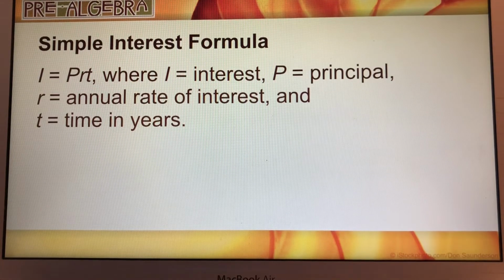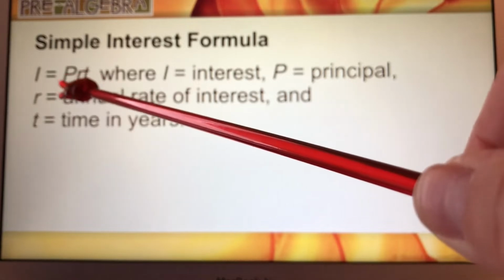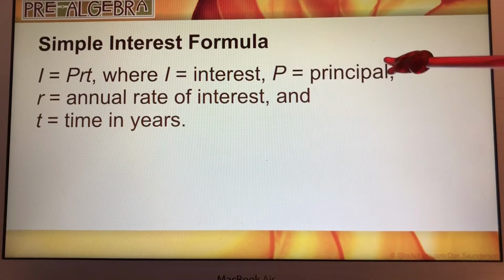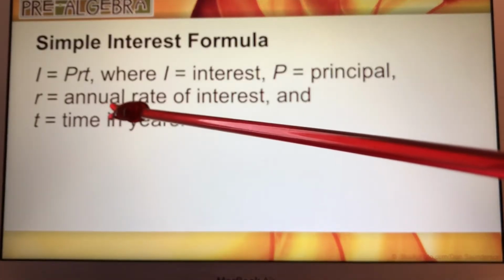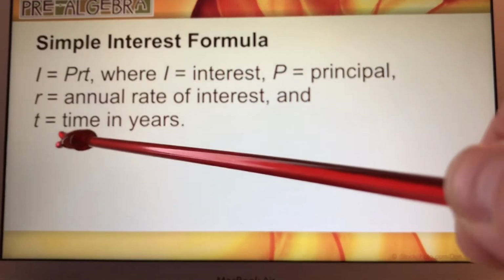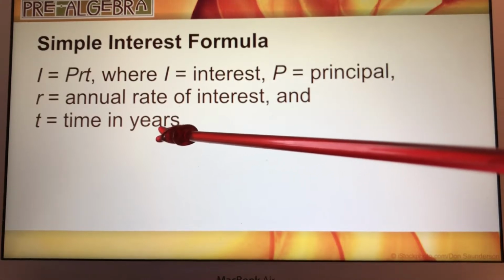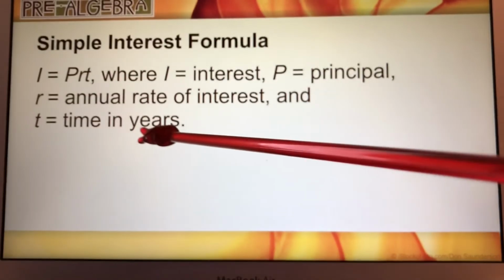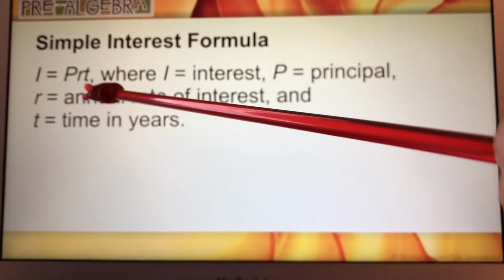In our simple interest formula right here, I is the interest. P equals the principal. That means the amount of money that you're borrowing. The rate, annual rate of interest, that means the percent of the rate of interest that is going to be charged. And then the time in years. People who buy a house, they could take 30 to 40 years to pay off the house. And then their time in years would be calculated into the formula I equals PRT.